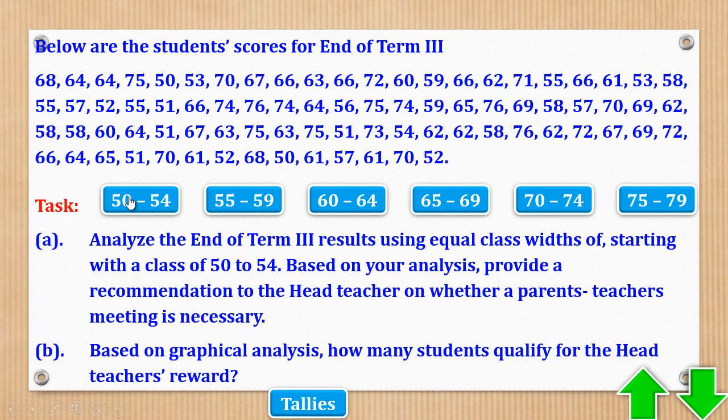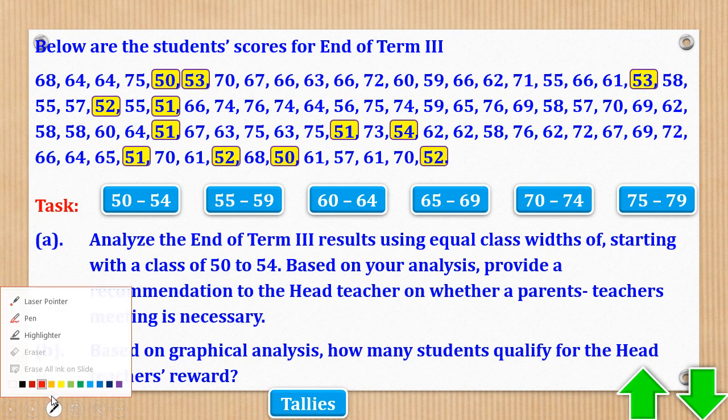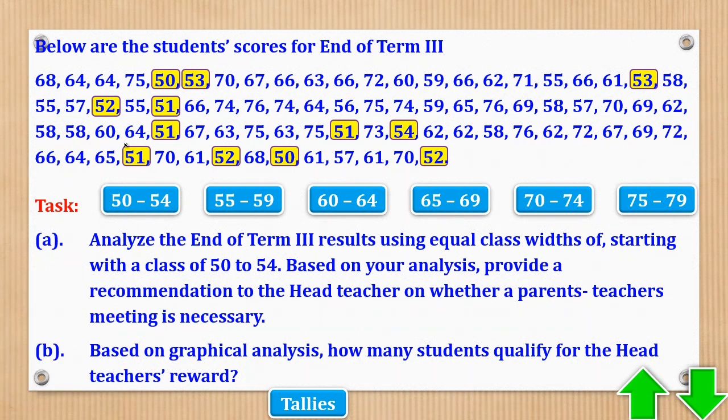So let's begin. From 50 to 54, what is highlighted yellow are those students who got the marks in that range. So let's count: 1, 2, 3, 4, 5, 6, 7, 8, 9, 10, 11, 12. So you come and write 12 in that tally. Let's do that.